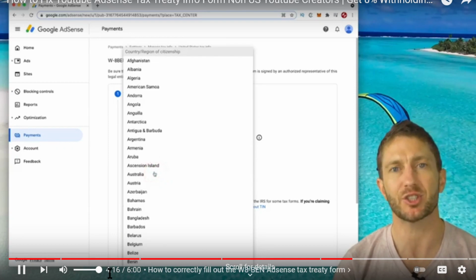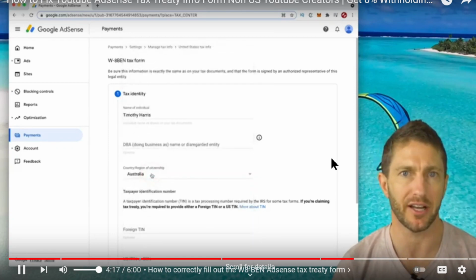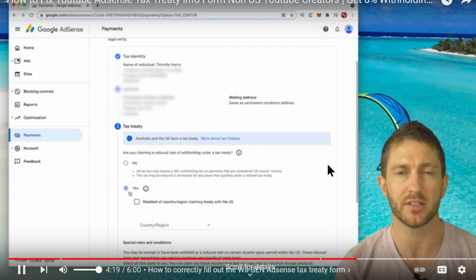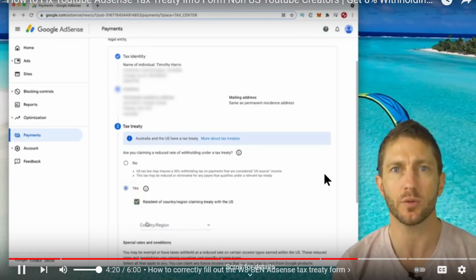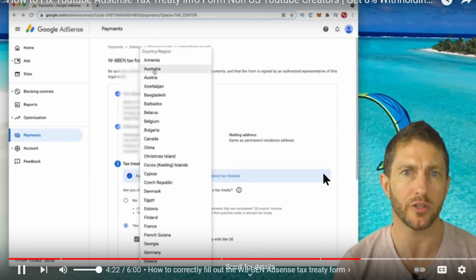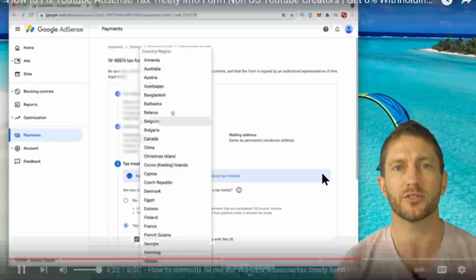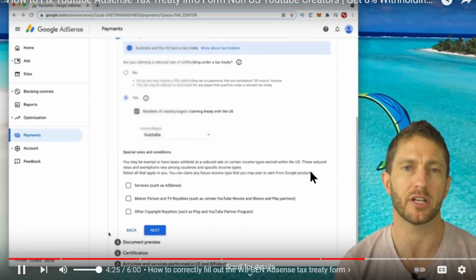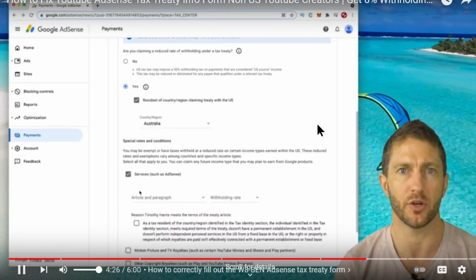Which tax treaty is applied? Then you will need to select this box, and the article and paragraph as well as the withholding rate should also be pre-filled because of the country you selected earlier.